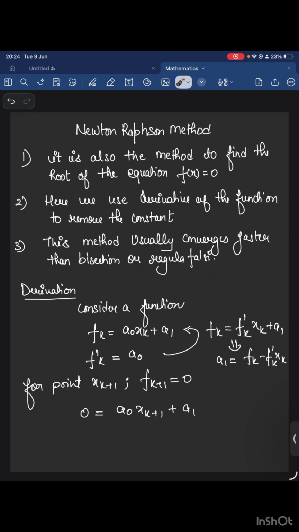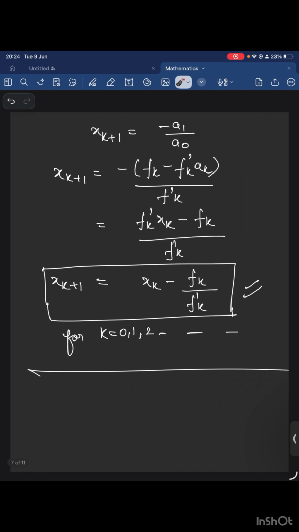यहाँ पर हमने इसका डेरिवेटिव लिया, तो ये डेरिवेटिव आया f dash k equals to a0. ये डेरिवेटिव आया. Now done, डेरिवेटिव आ गया. इस a0 का वैल्यू हमने ऊपर वाली इक्वेशन में रख दिया, तो यहाँ से हमें a1 का वैल्यू मिल गया. अब xk plus 1 को हमने क्या माना, it's a root of the function. तो f of k plus 1 ये 0 हो गया. अब 0 equals a0 xk plus 1 plus a1 लिखा. ठीक है. Now xk plus 1 का वैल्यू निकाला, xk plus 1 is equal to minus a1 divided by a0.